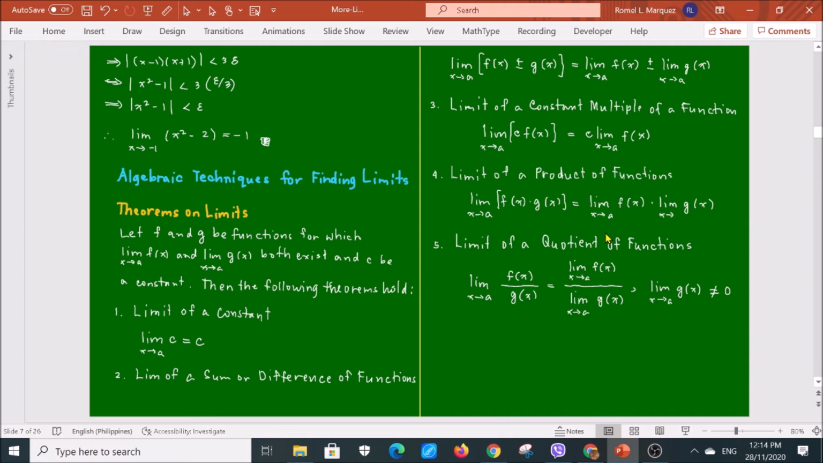Do you understand, guys? What it means? Hi, guys. So these are the theorems on limits that we're going to use.